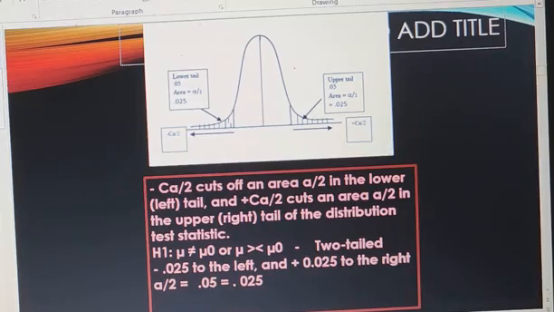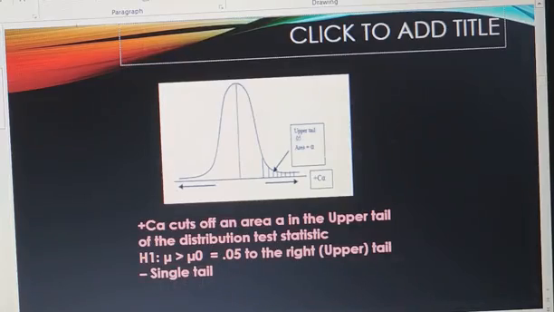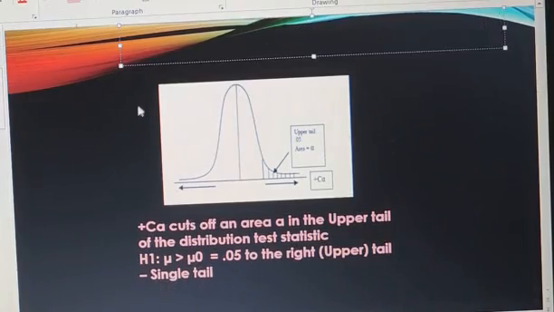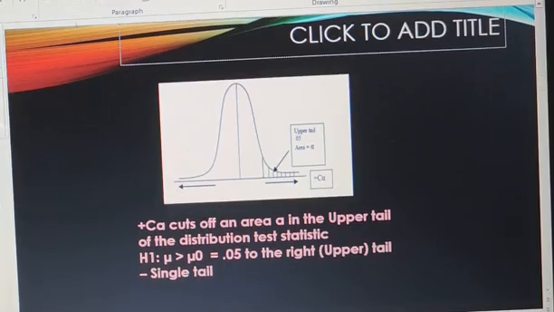H1 is not equal to mu0, two-tailed. 0.025 to the left, and plus 0.025 to the right. Alpha/2 equals 0.05 equals 0.25. 2. Critical region: reject H0, accept H0, reject H0. Critical region, region of acceptance. Degrees of freedom, DF.